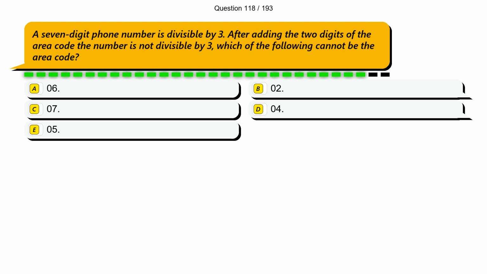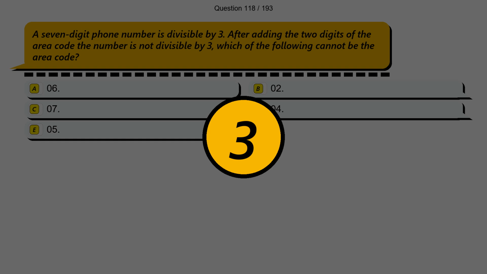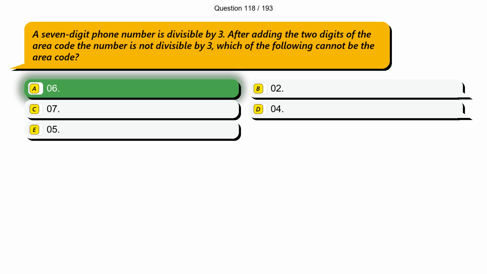Question 118. A 7-digit phone number is divisible by 3. After adding the 2 digits of the area code the number is not divisible by 3. Which of the following cannot be the area code? Option A, 06. Option B, 02. Option C, 07. Option D, 04. Option E, 05. The correct answer is option A, 06.